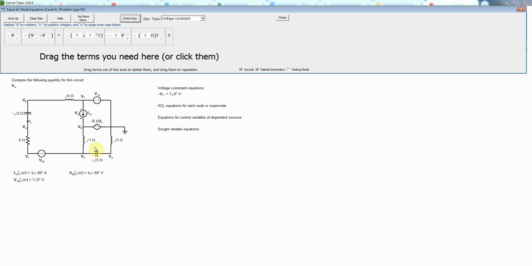Now let's do it for the V2S, and that's the difference between V2 and V1. So that would be a difference of node voltages. And so that would be the plus side, which is V2, minus the minus side, which is V1. And that will be equal to the value of V2S, which is just 4 angle minus 90 degrees.